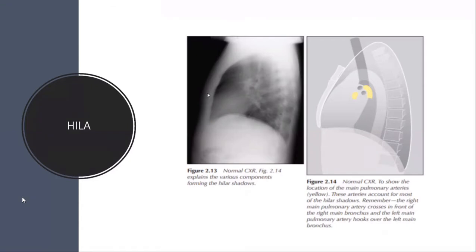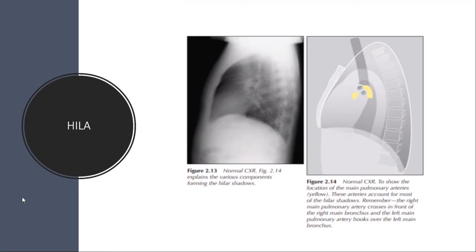Next is the most important part, the hilum. It is said that the hilum is very difficult to delineate properly. Even most experts may find it difficult on the lateral chest X-ray. So if you find it difficult, don't be disheartened.